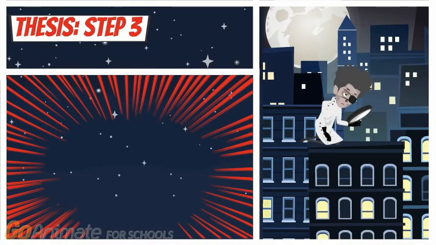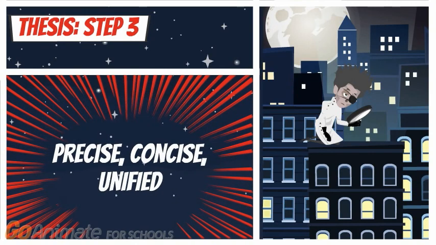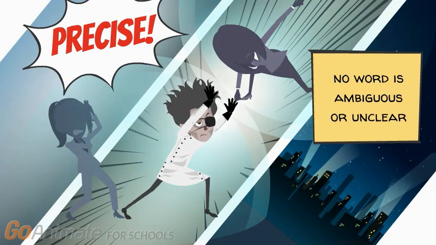Step 3. Because you have identified a specific audience that may not be easy to convince, make certain your thesis is precise, concise, and unified. By being precise, you make certain that no word is ambiguous or unclear. Say clearly what you mean and what you intend to discuss.